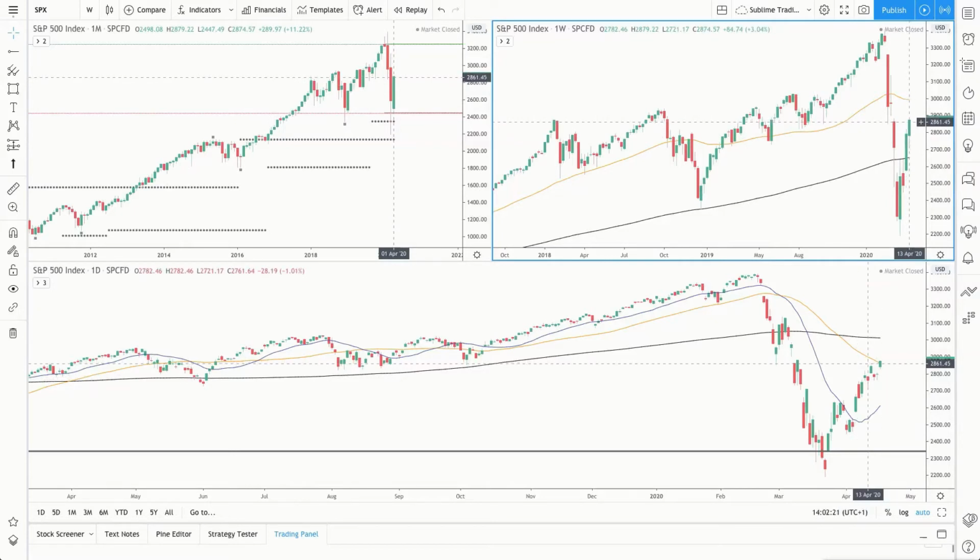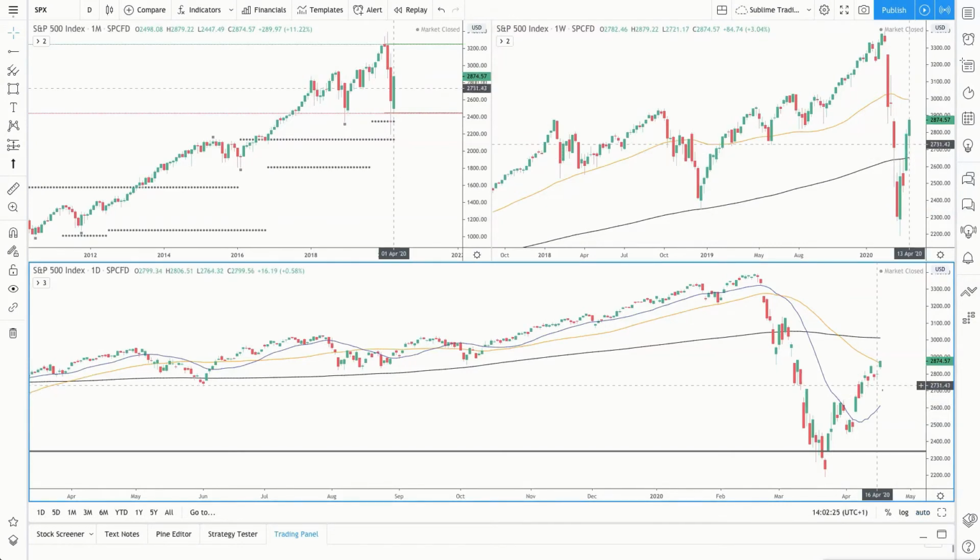So again, we could see further strength to the 50 simple moving average. If we come down to the daily time frame, we can actually see that the gap up and momentum took price through the 50 simple moving average. Price closed above it on Friday. So potentially this could be an early sign of strength back to the 200 moving average and the 3,000 round number. If this area is cleared, then we could see strength back to the all-time high.